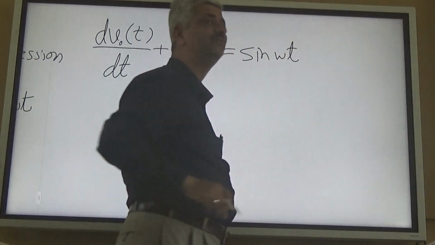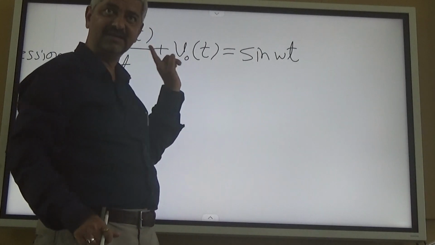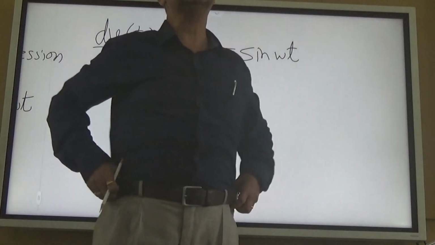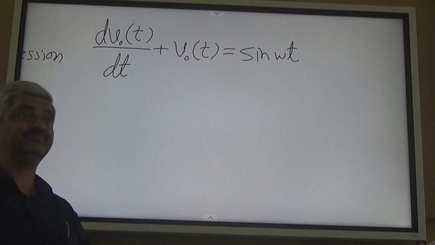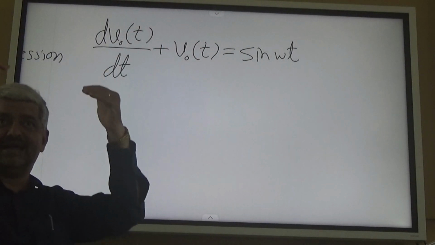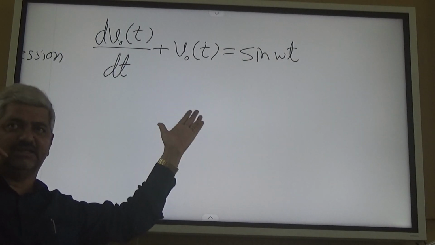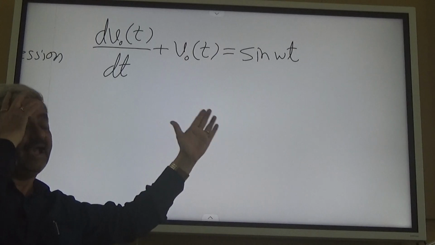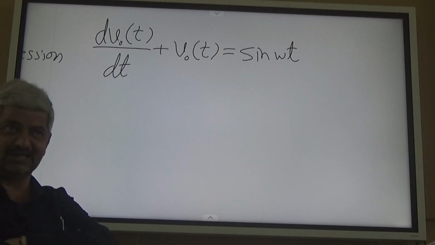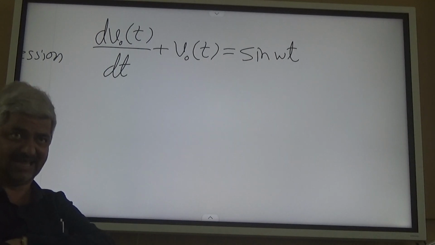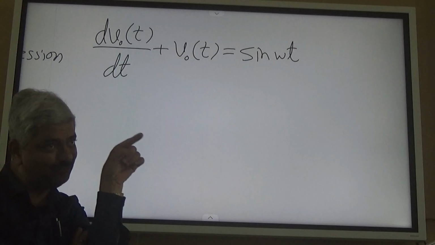So there are two terms whose addition is sine omega t. Are you getting me? What is the equation? The equation contains on the right hand side one term, the given term sine omega t, and on the left hand side it contains two terms, the output voltage and its differential. They should sum to sine omega t.